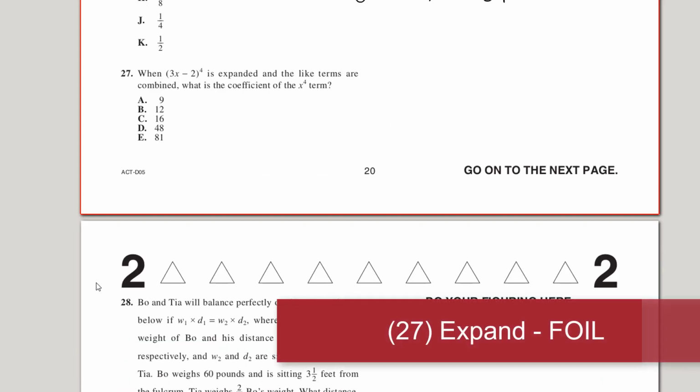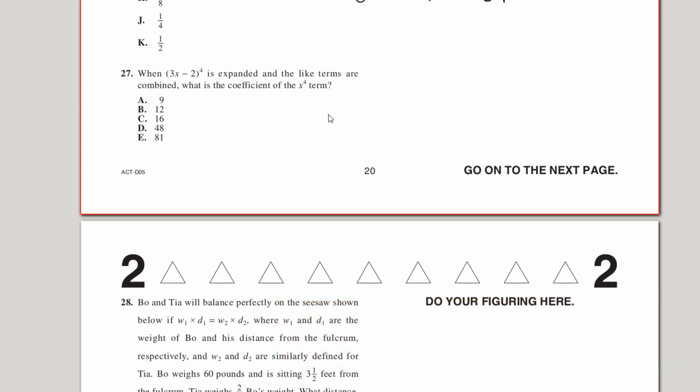Question 27 says when 3x minus 2 is raised to the fourth power, when it's expanded and the like terms are combined, what is the coefficient of the x to the fourth term? We want to know what value is in front of the x to the fourth. Now, there are different ways that you can memorize raising things to the second power, third power, fourth power, and that's great. I can't always remember them. So to me, it's almost just as easy to expand these out by multiplying.